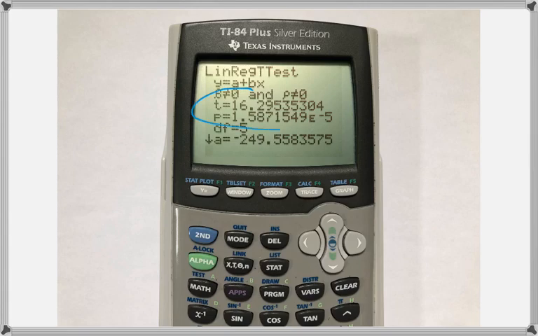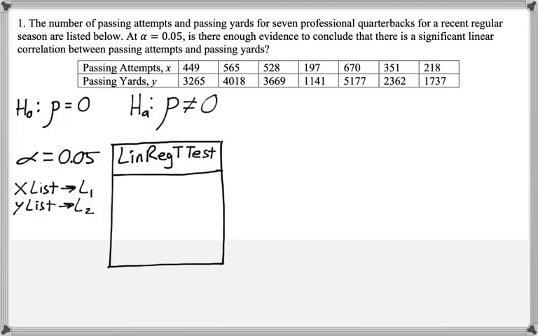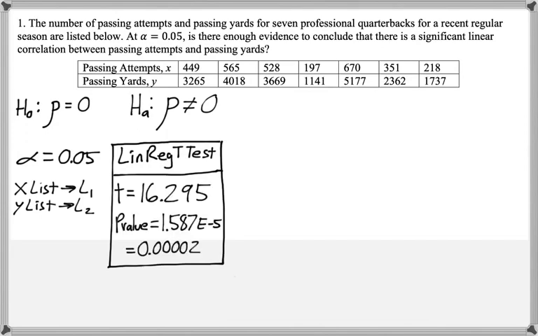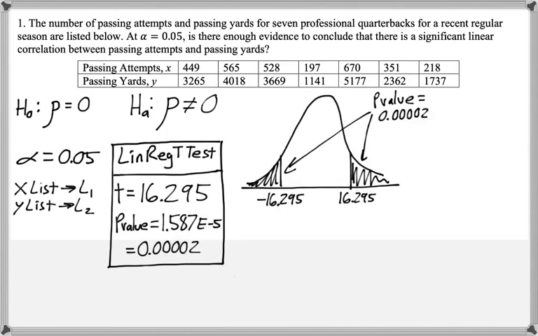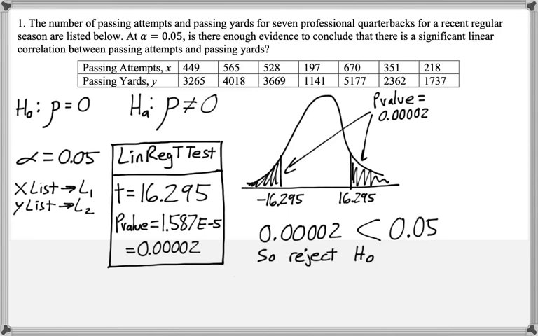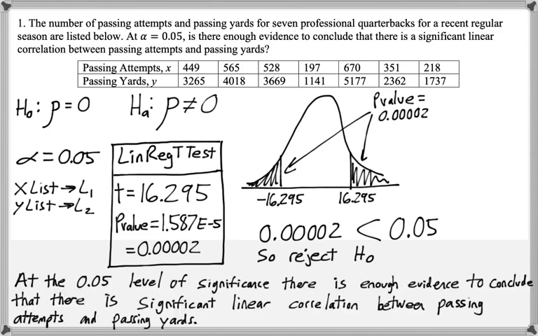So T is equal to 16.295, and the p-value is 1.587 e-5. The picture looks like this, and the p-value is less than alpha, so we reject the null hypothesis. And the conclusion would be, at the 0.05 level of significance, there is enough evidence to conclude that there is significant linear correlation between passing attempts and passing yards.